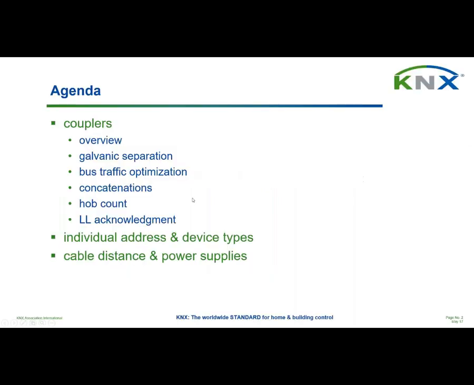Let's have a look first at the agenda. I will in the first part talk about the couplers: an overview of the couplers, so what kind of couplers do exist. The specific aspect of galvanic separation, the role of couplers, so the bus traffic optimization, I will explain that to you as well. Concatenation, so what kind of concatenations are possible, so what kind of series connections, if you want, can be made, but it will be clear when I get to that point, of course.